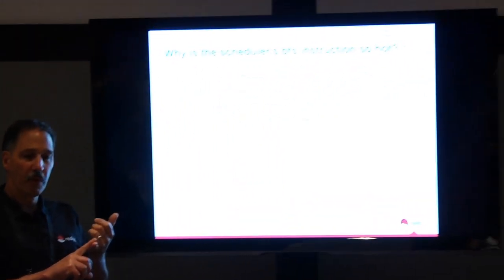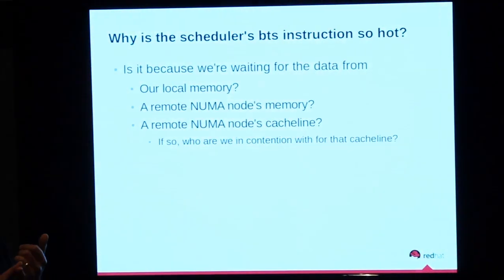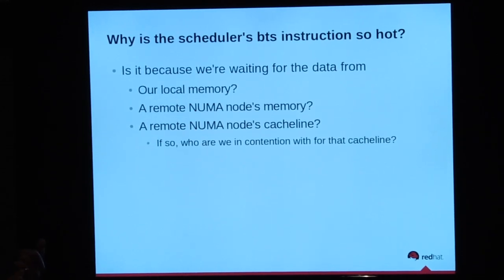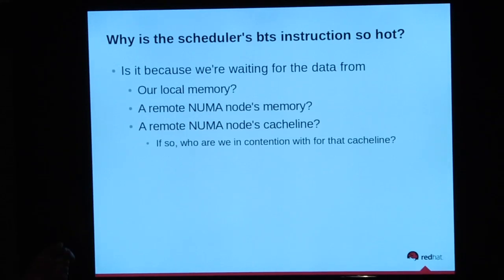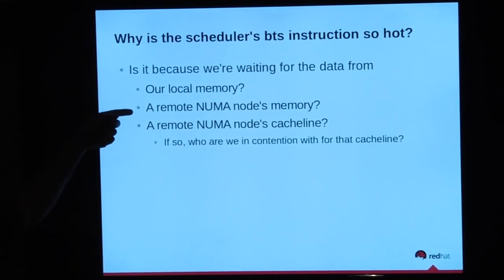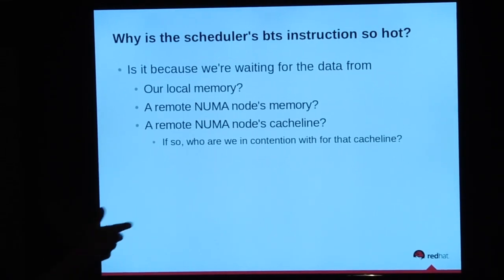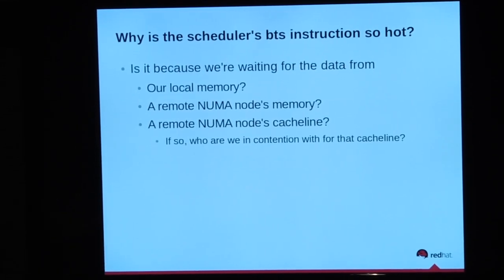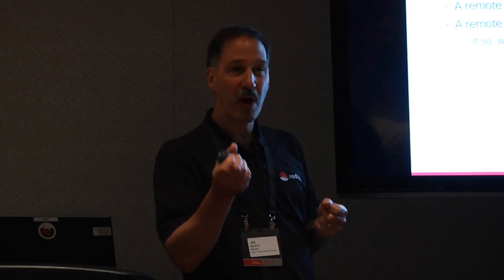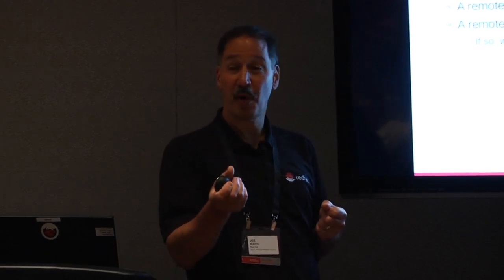So what we know is most of our cycles are on that one instruction, and most of our last level cache store misses are on that one instruction. And the question is why? Is it because we're waiting for data from local memory? And if we add prefetches, will that help? In this case, prefetches will only slow it down even more. Are we waiting for memory from a remote NUMA node? Again, prefetches will slow us down more. Are we waiting for memory from a remote NUMA cache line? And if so, why are we waiting for it? Someone must be modifying it. Who's modifying it?